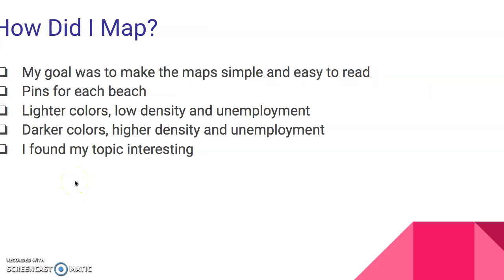So how did I go about mapping this? Basically my goal was to make the maps simple and easy to read because I hate reading a confusing map. So I used little purple pins for each of the beaches in my original map. And then for my two census variable maps, lighter colors were for lower density and lower unemployment rates, and darker colors were for higher density and higher unemployment rates. I found my topic pretty interesting, and I used a lot of pretty pictures that I found in order to make the story map especially more enjoyable to read.